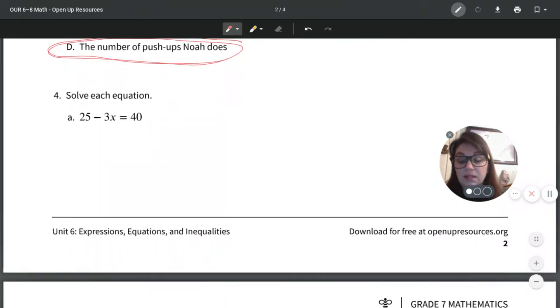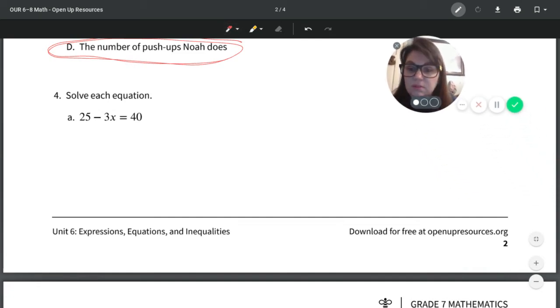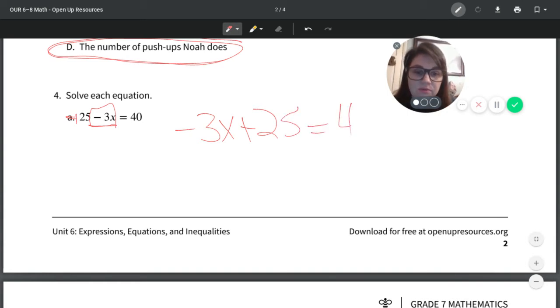Okay? The next ones are going to be just solving the equations, and we're kind of used to these. I want to move myself back up here, give me some room. And remember, I like to rewrite these so that they are in a format like we have been practicing over and over in class. So if we rewrite it, we're going to take this. This is a negative 3x. This is a positive 25, and we have to know that to be able to rewrite it in that format. So negative 3x plus 25 is equal to 40.